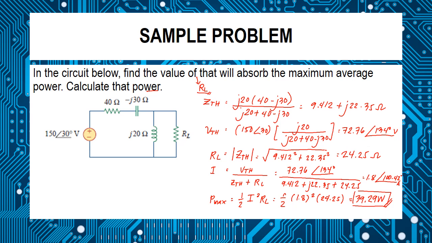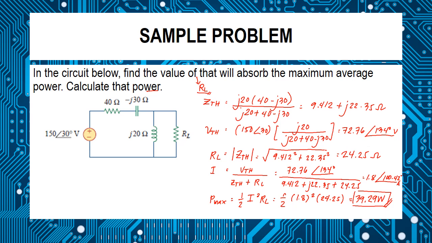So we will short this voltage source 150 angle 30. So we will be having 40 minus J30 parallel with J20. So ZTH is equal to J20 times 40 minus J30 all over J20 plus 40 minus J30. So this will be equal to 9.412 plus J22.35 ohms.